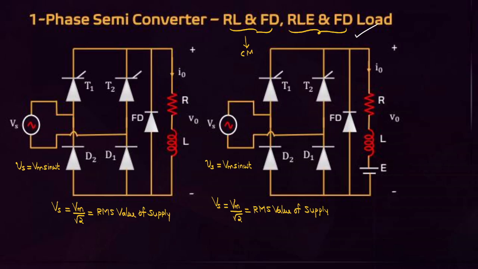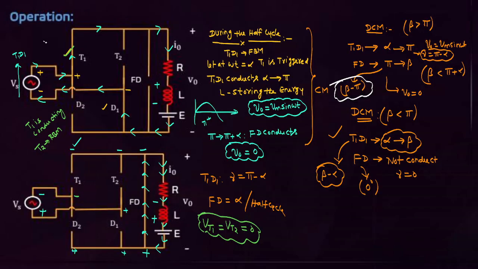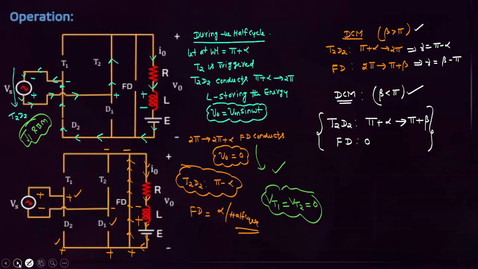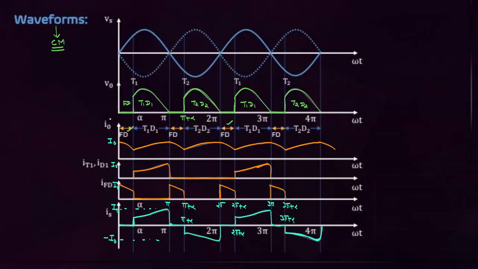I naught equals V naught by R in RL and freewheeling diode. If it is RLE and freewheeling diode, what is I naught, friends? V naught minus E by R. That is the only difference. You see what is the operation of this circuit? No need to concentrate on the operation. Finally, you have to concentrate on the analysis points.